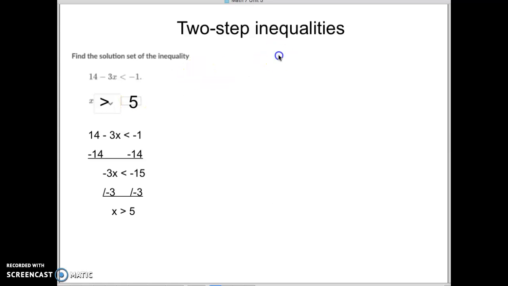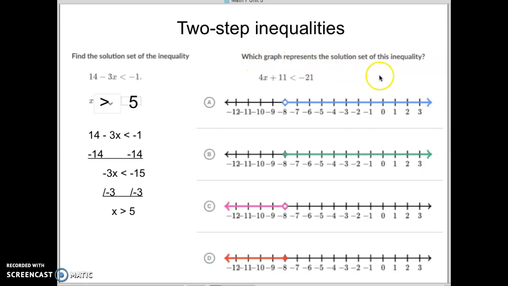There's another type of question you're going to get. It says which of these four graphs represents this right here? Okay. Well, first of all, do you see an equal sign right here with that inequality? The answer is no, you do not. So you know right off the bat it cannot be letter B and it cannot be letter D. Okay. Also, if you happen to look at all four answers here, all four of them are negative 8. So you know this is going to equal negative 8.